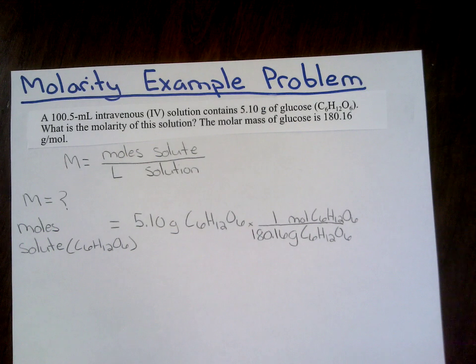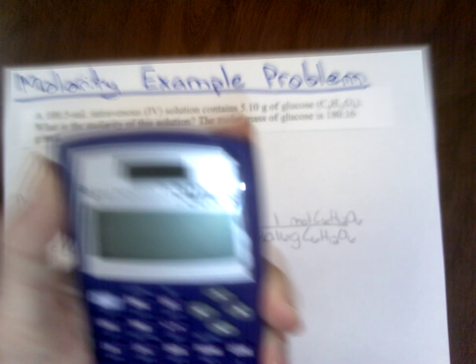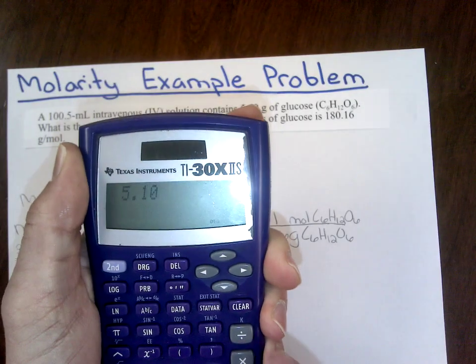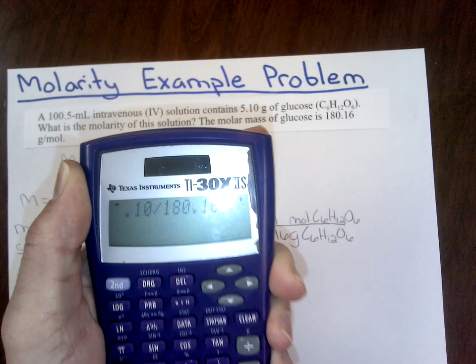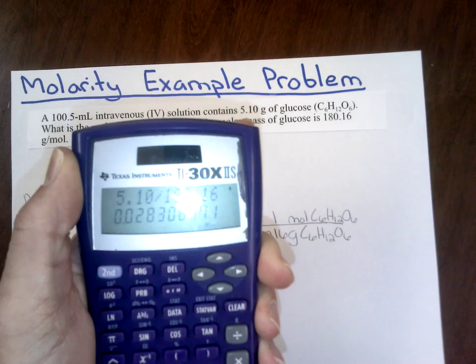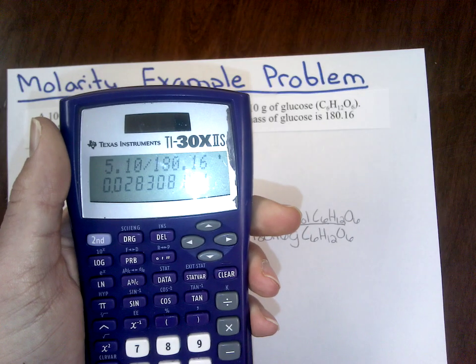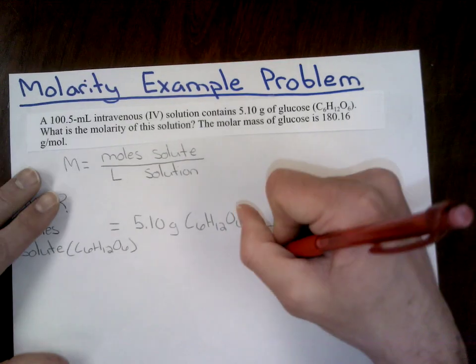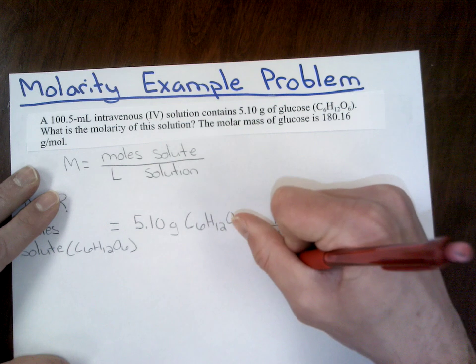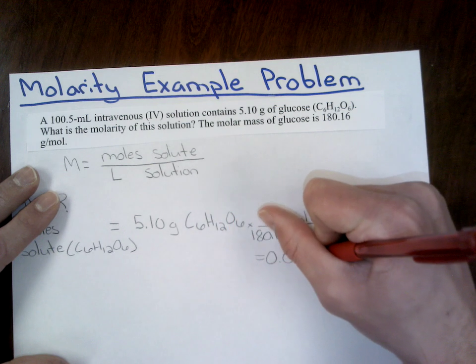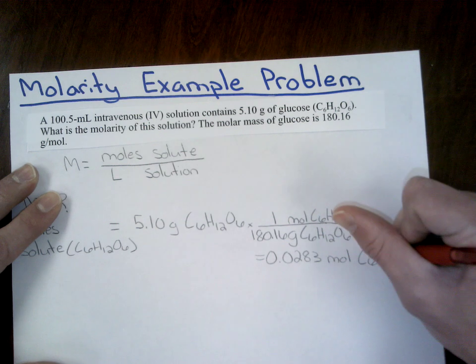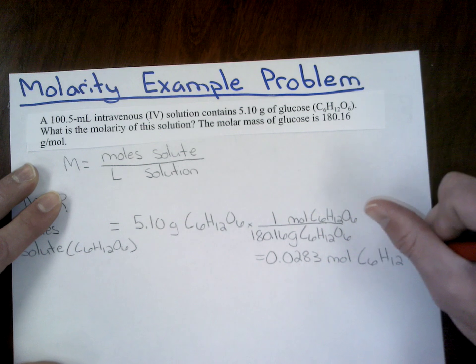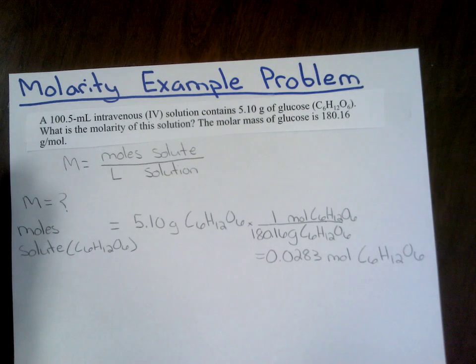So to find out how many moles of glucose we have, all we need to do is take 5.10 divided by 180.16. We get a value of 0.0283. So I'm going to write this below here. We get a value of 0.0283 moles of C6H12O6. Okay, so now we have moles of solute.